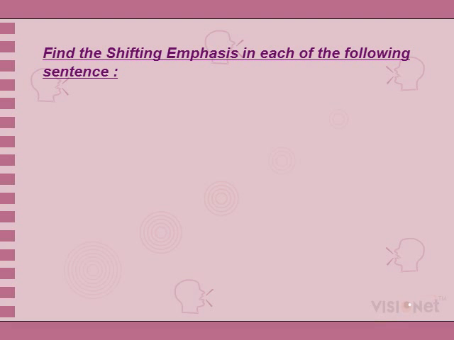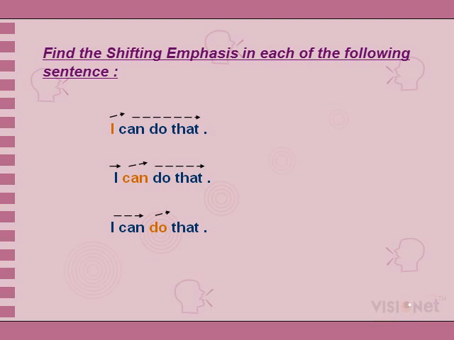In the first sentence, the emphasis is towards the end of the sentence. I can do that. Now, if I lay stress on the first word, that is I, it will sound as I can do that. If I lay stress on the second word, can, it will sound I can do that. If I lay stress on the third word, that is do, I can do that. And if I lay stress on the last word, that is that, it will read as I can do that.